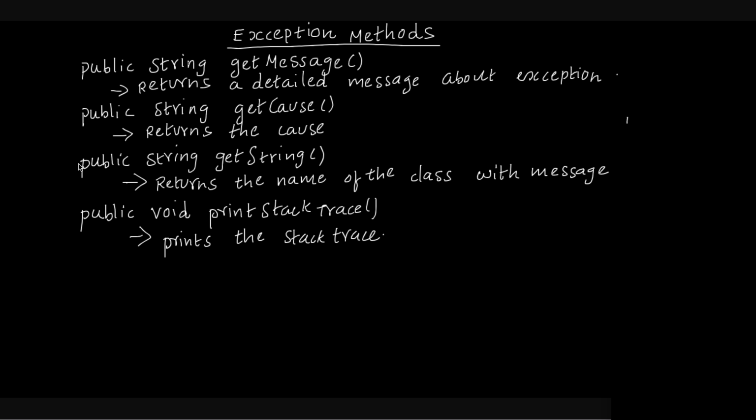And the third method is public String toString. This method returns the actual class name with the message. So the actual class where this exception occurred, along with the message.